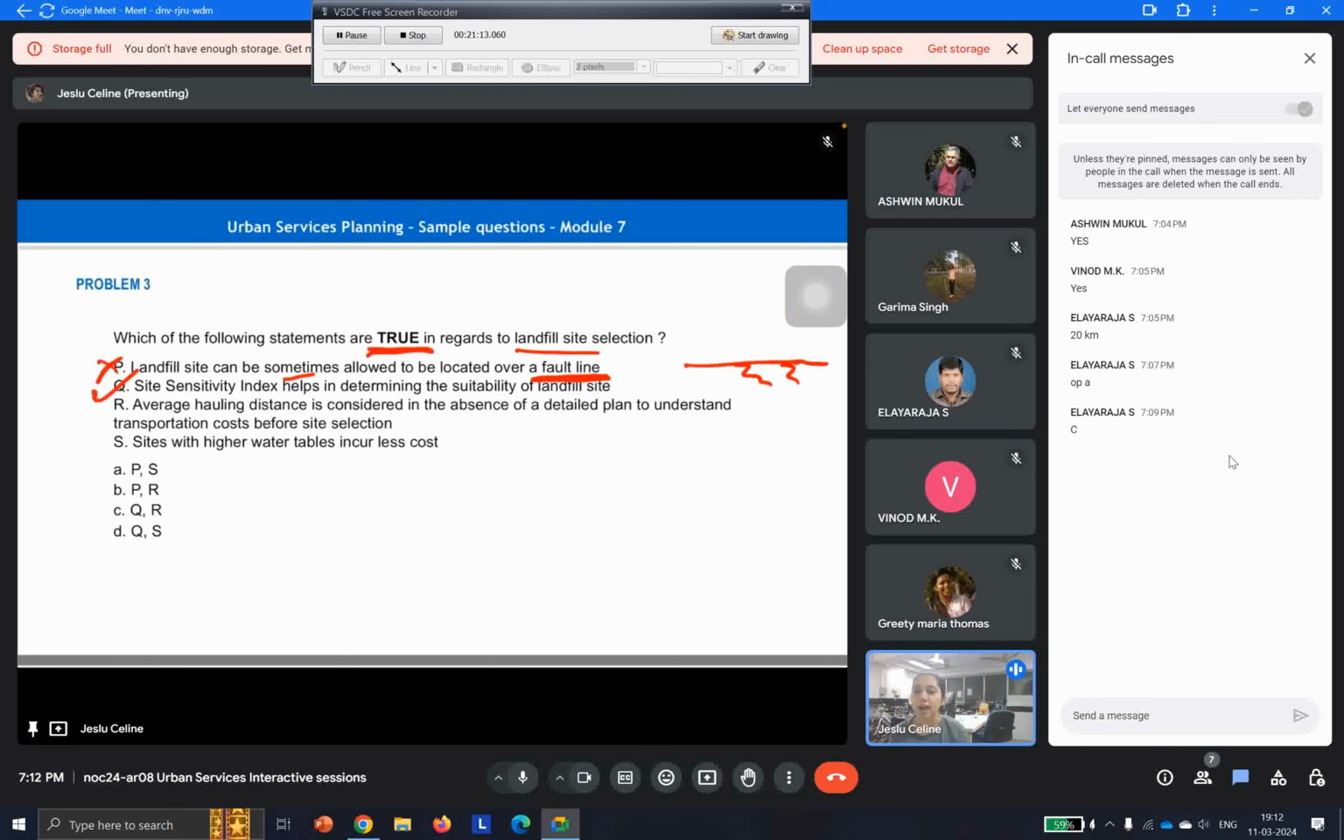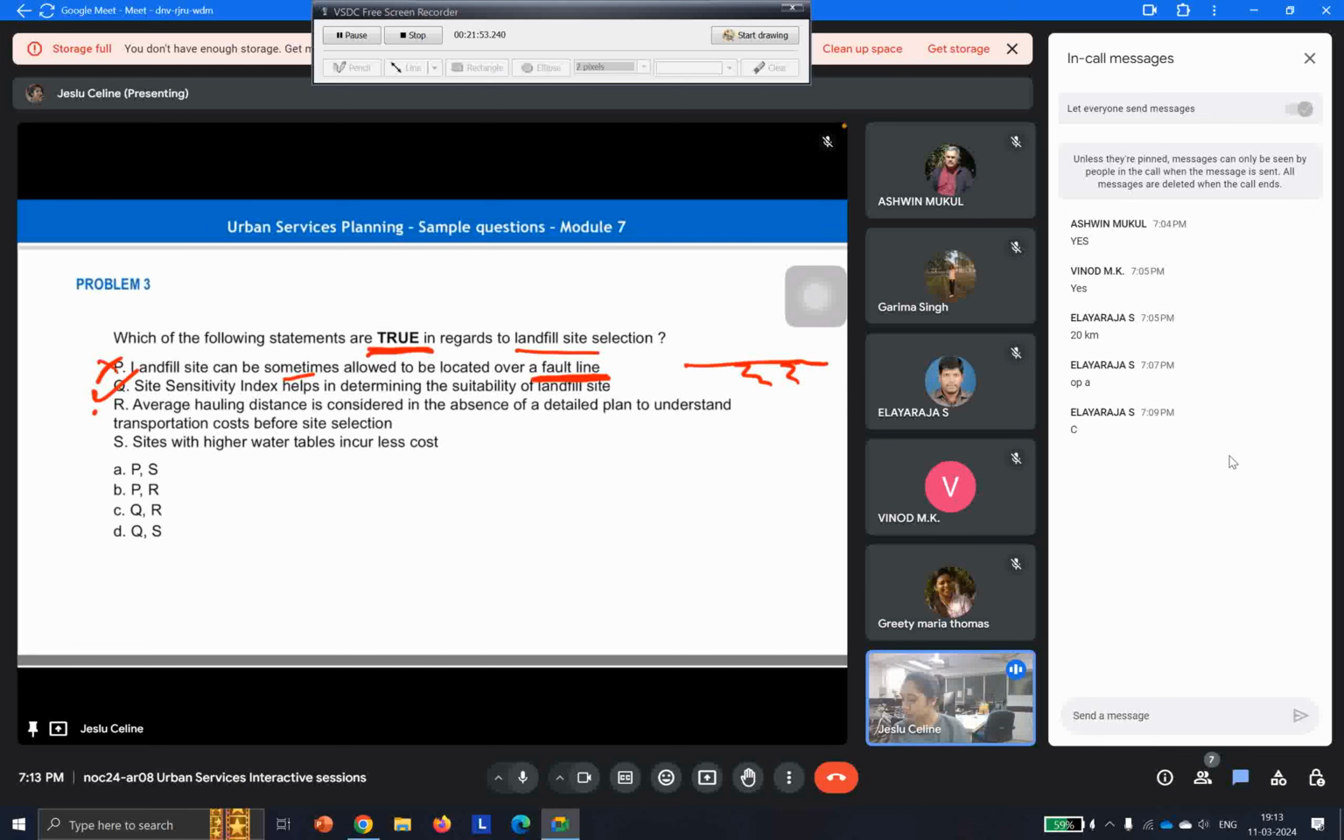Now let's move on to R. Average hauling distance is considered in the absence of a detailed plan to understand transportation cost before site selection. That is a correct statement because when we do not have a detailed plan, we need to go for average distances to calculate the transportation cost. In last week's discussion, we discussed how important transportation cost is to overall solid waste management, because the primary transportation, the secondary transportation, and the vehicles used increase the cost of the whole solid waste management planning. So we take the average distance in order to have our initial estimates. So that's a correct statement.